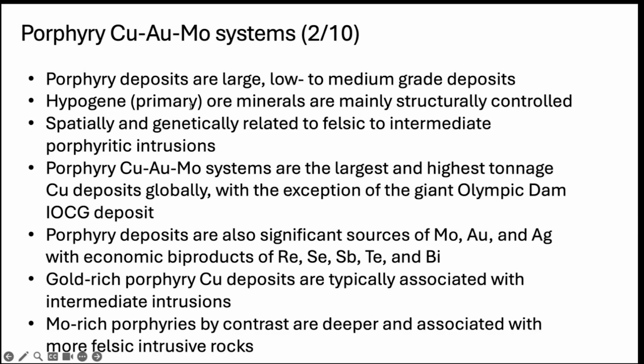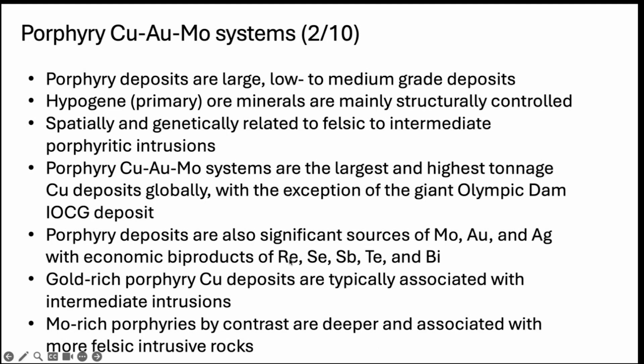So the hypogene or primary ores are mainly structurally controlled, and spatially and genetically related to felsic to intermediate porphyritic intrusions. That's why they're called porphyries. Porphyritic means they've got large crystals in a finer grained matrix. They're the largest and highest tonnage copper deposits globally, with the exception of Olympic Dam, the IOCG we just talked about. And they're also significant sources of moly, gold, and silver, as well as rhenium, selenium, antimony, tellurium, and bismuth.